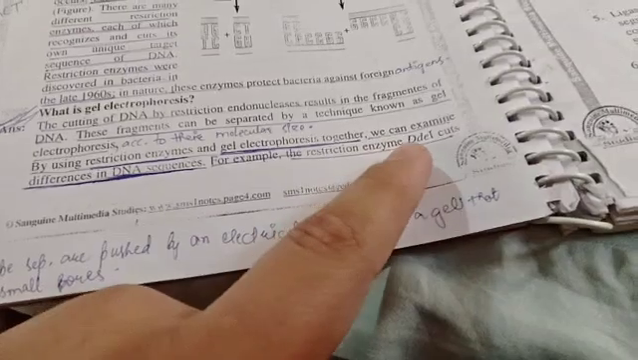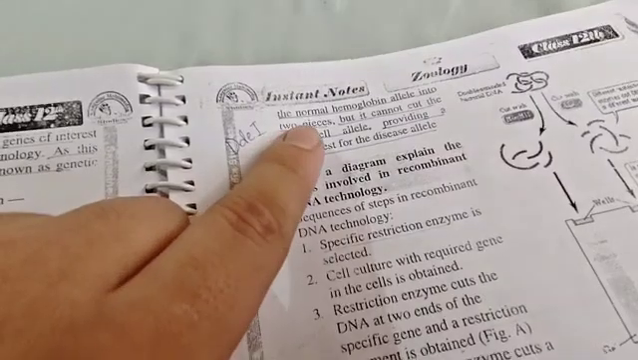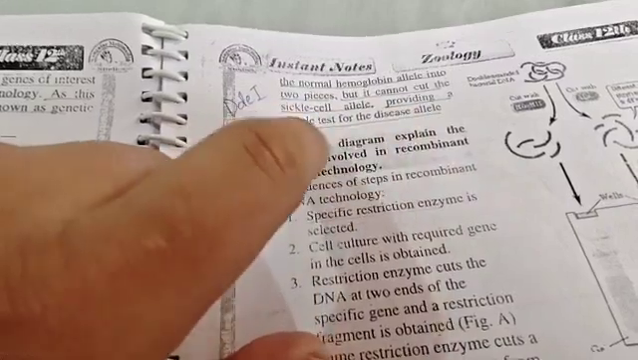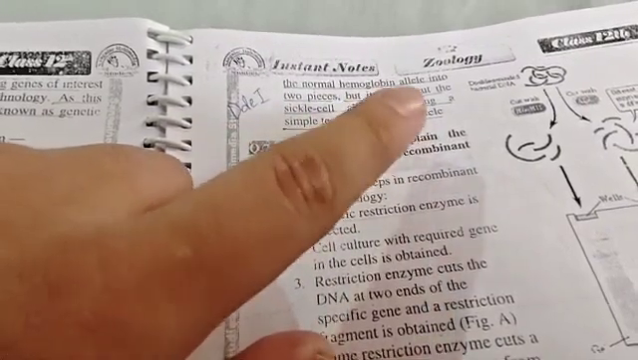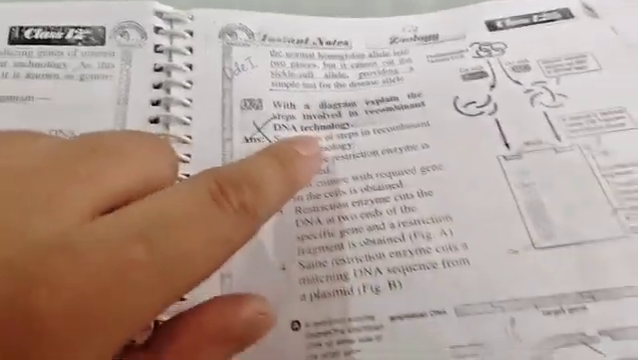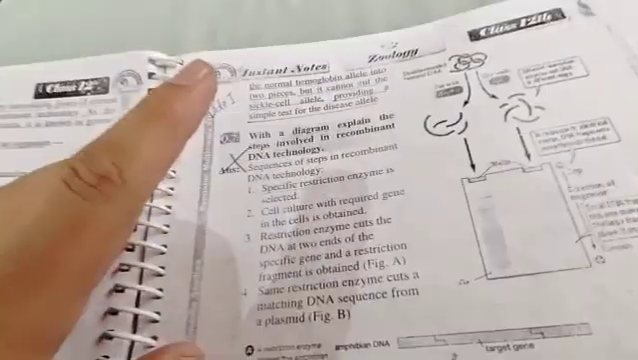For example, the restriction enzyme cuts the normal hemoglobin allele into two pieces, but it cannot cut the sickle cell allele, providing a simple test for the disease allele. With the diagram, explain the steps involved in recombinant DNA technology.